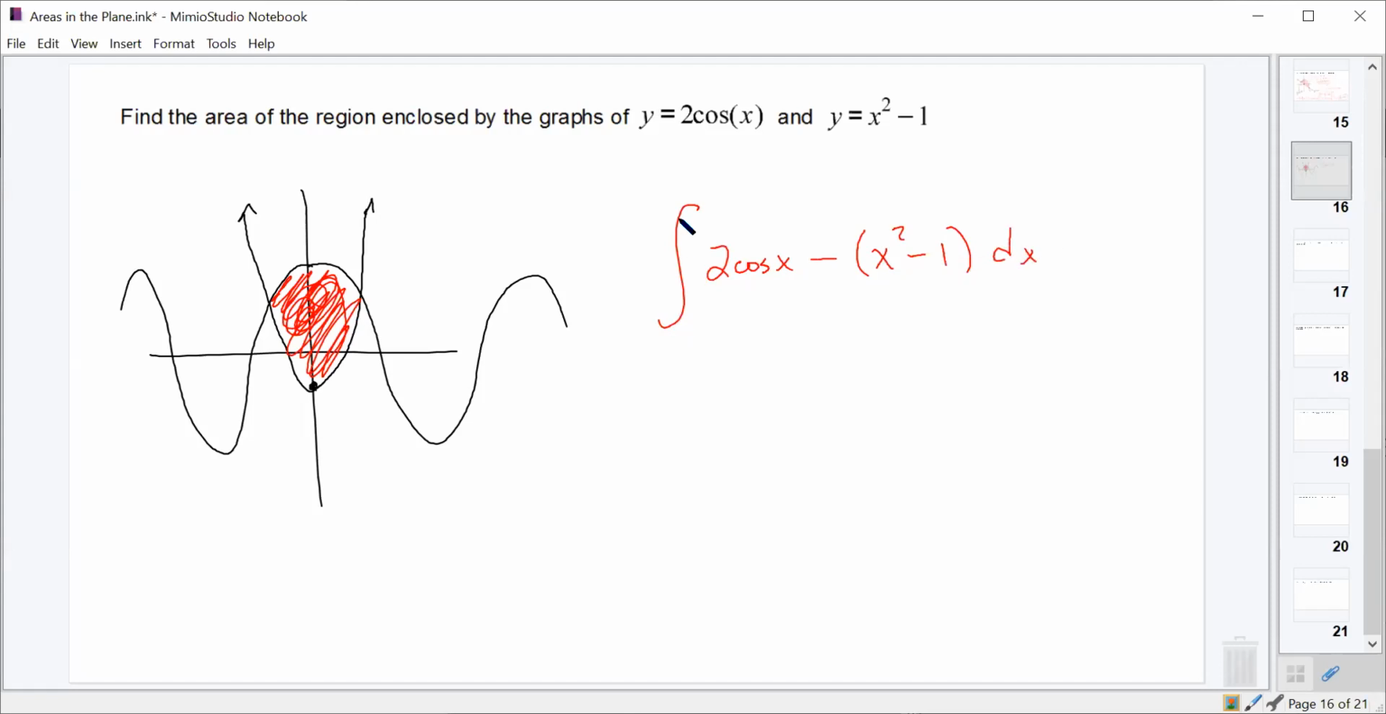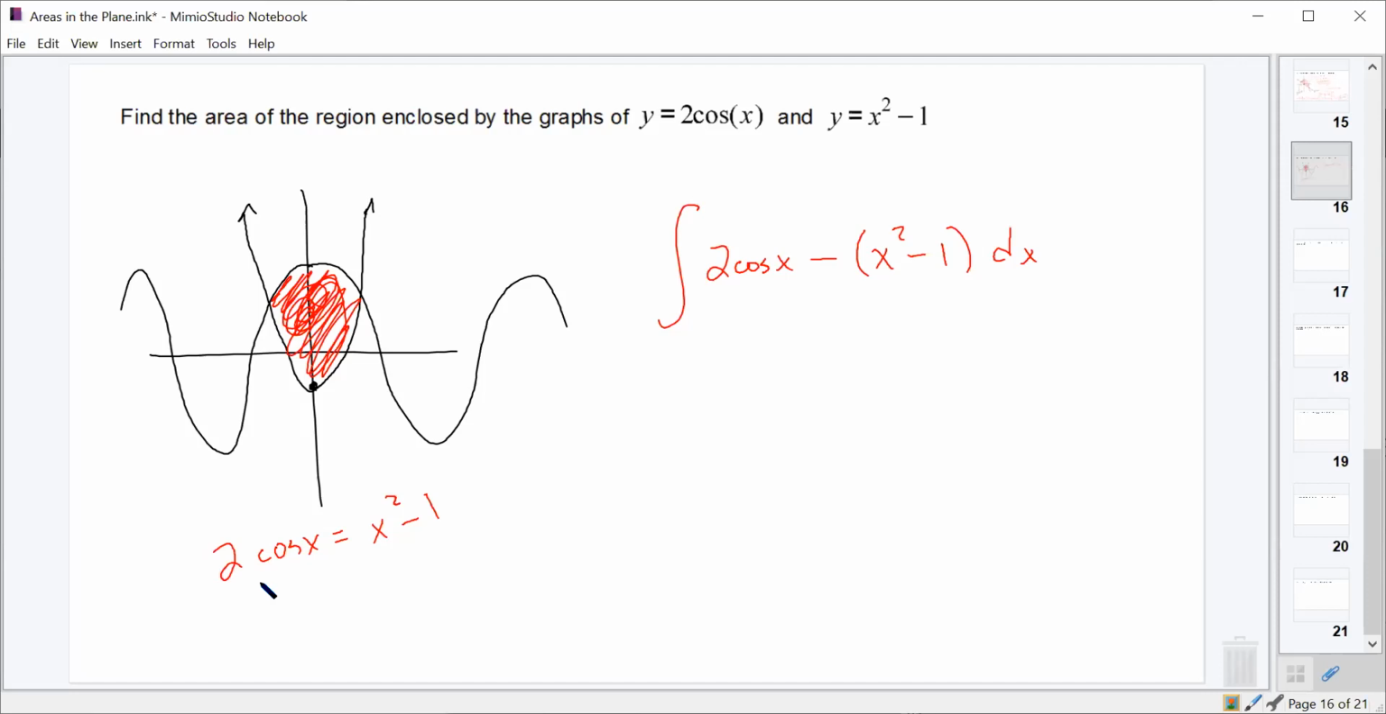Question though is, where do they intersect? We find that by setting 2 cosine x equal to x squared minus 1. That's going to be an equation that you're going to have a lot of difficulty solving by hand. So we will use our graphing calculator to find where those intersect. Hopefully you remember how to do that from last quarter, especially since my graphing calculator is not working on my laptop still.